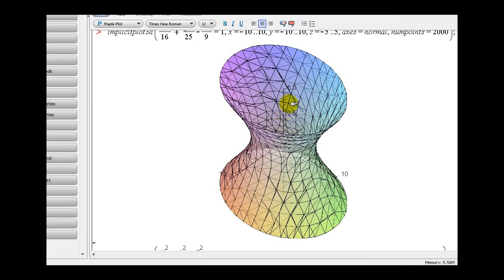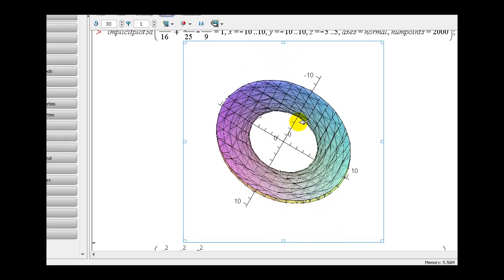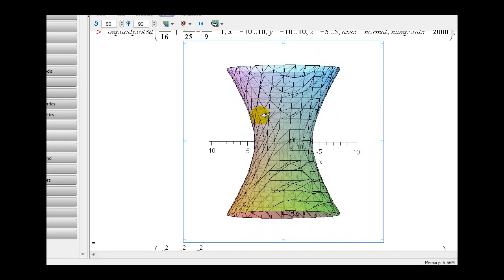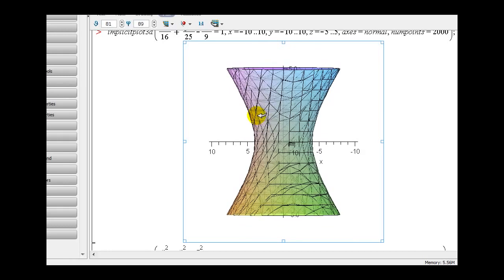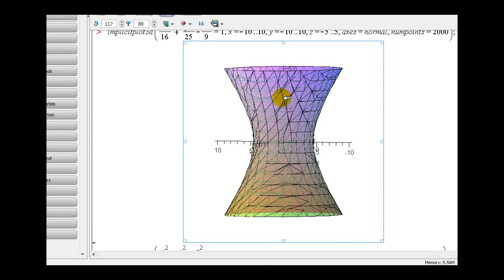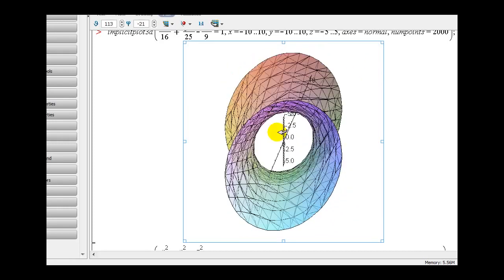Again, if we take a look at just the xy plane, we can see the elliptical trace here. If we take a look at just the xz plane, it would look like this. Again, you can see the hyperbola opening left and right. And then if we take a look at the yz plane here, again you can see the hyperbola opening left and right along the y-axis this time. This is the hyperboloid of one sheet.